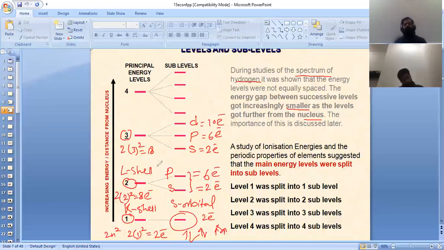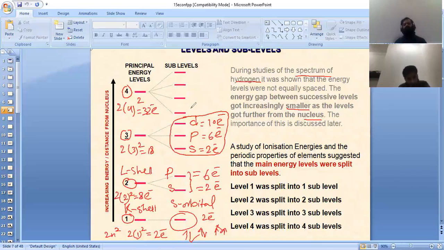Now what is the total? Sir, 18. So overall in the third level or the shell, further there were how many subshells? Sir, 3 subshells. And now if we talk about the fourth energy level, that can be having how many total electrons? Sir, 32.